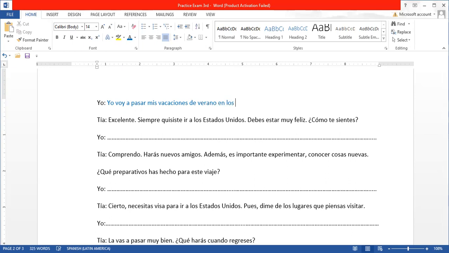en los Estados Unidos. Remember that it's very important the amount of words that you are going to use. So as many elements as you can include, the better. And in this case, these are elements that you have control over, all right? So yo voy a pasar mis vacaciones de verano en los Estados Unidos, ¿ok? Aquí tenemos 3, 6, 7, 8, 9, 10, 11, 12. Perfecto. We have our 12 words right there. Excellent.